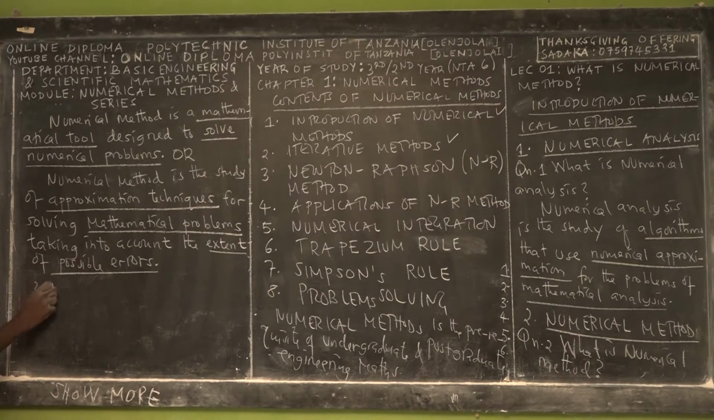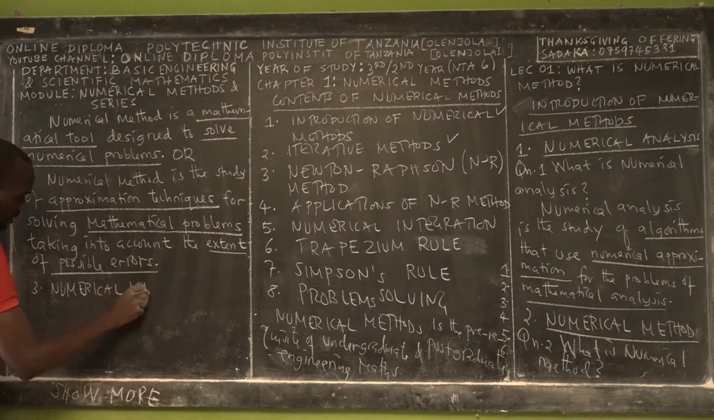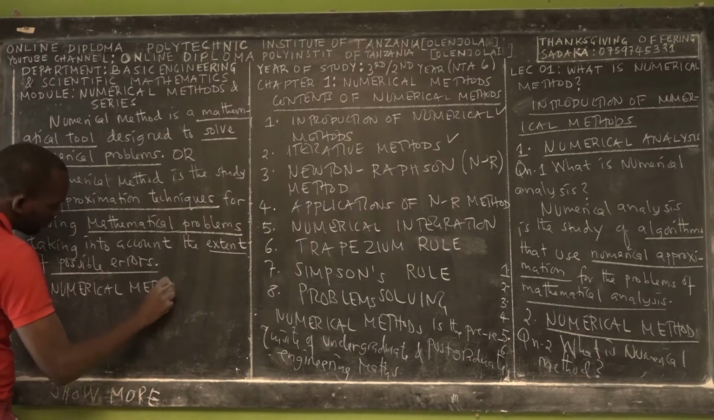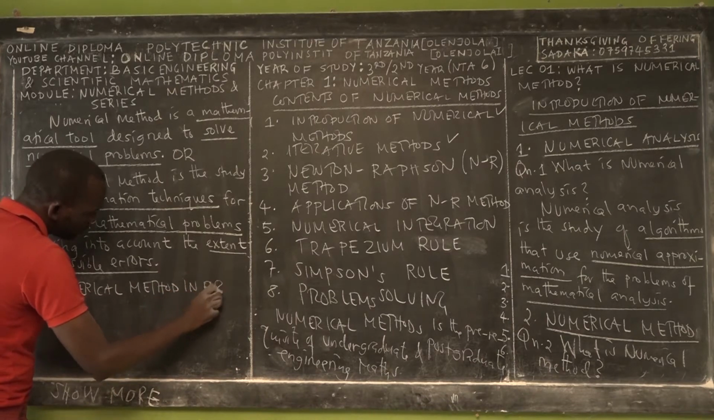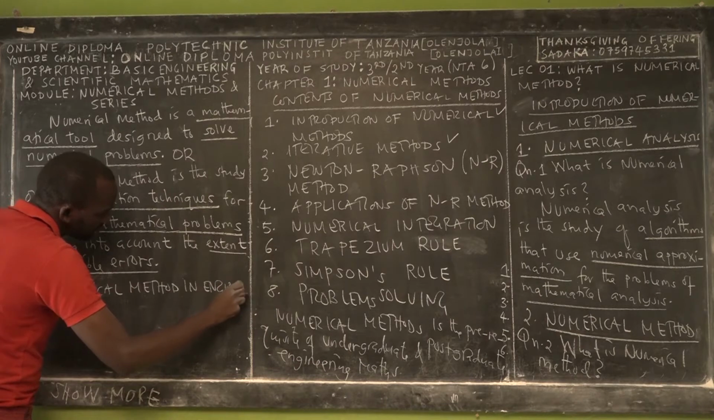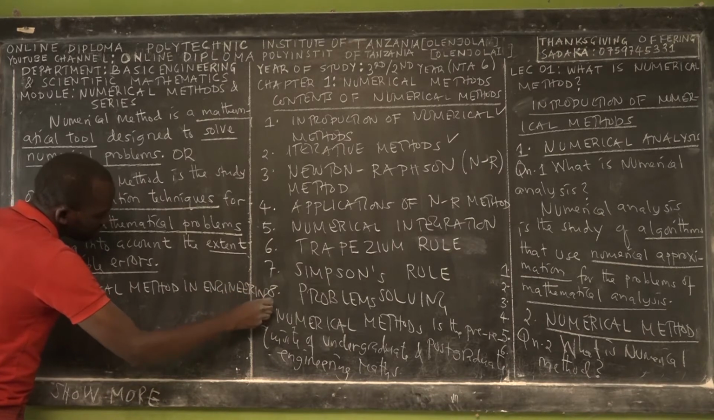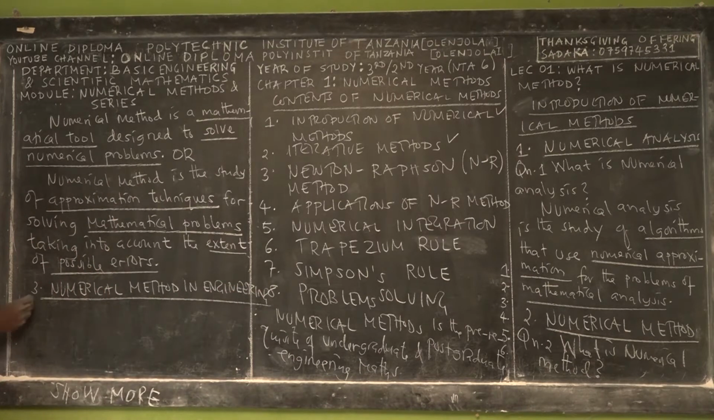So the next terminology is numerical method in engineering. What is the meaning of numerical method in engineering? What do you mean? So this is question 3.